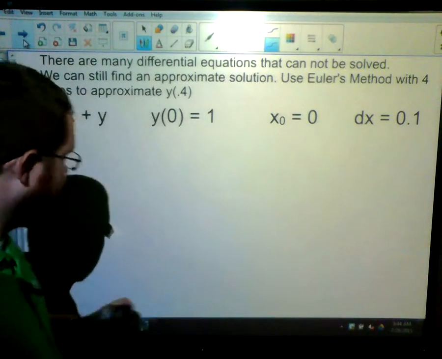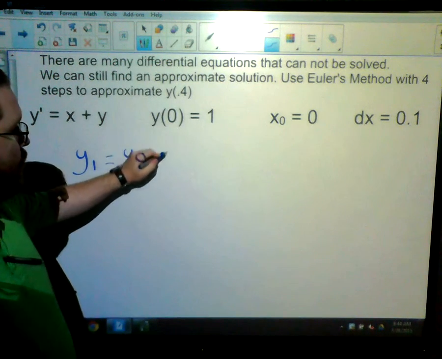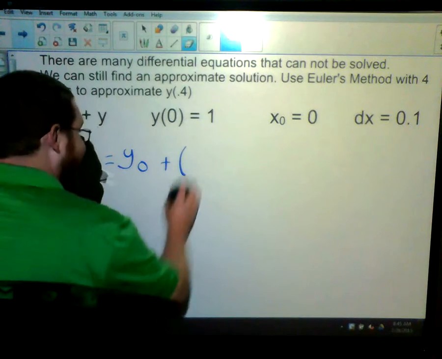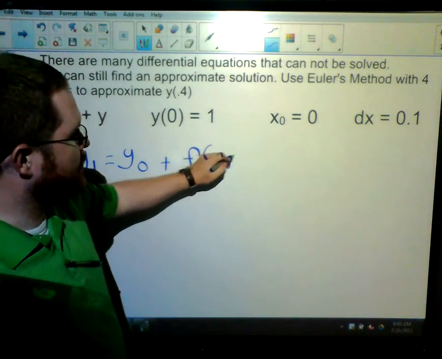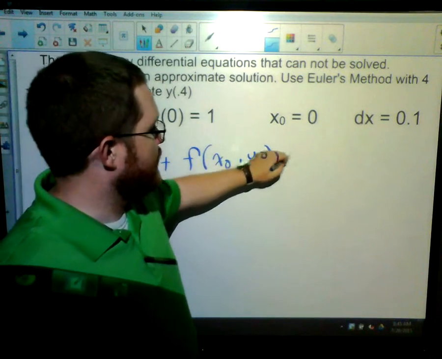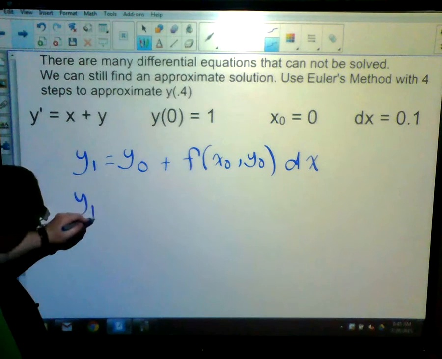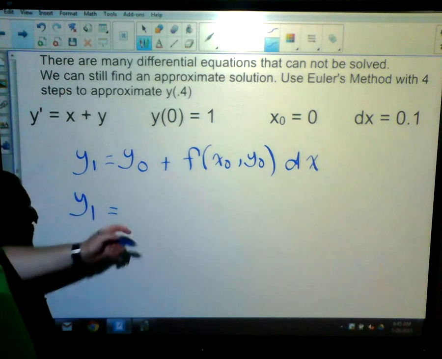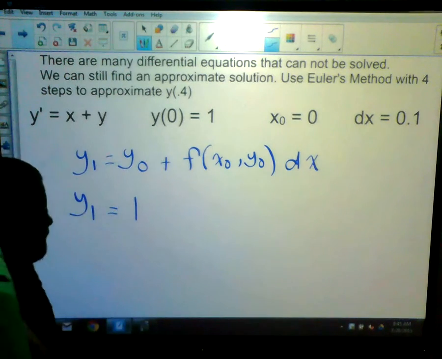So, remember, the formula is y sub 1 equals y sub 0 plus f, which is really y prime, of x sub 0, y sub 0, dx. So let's fill in what we know. I don't know what y sub 1 is. I know y sub 0 is 1. My first y value is 1.